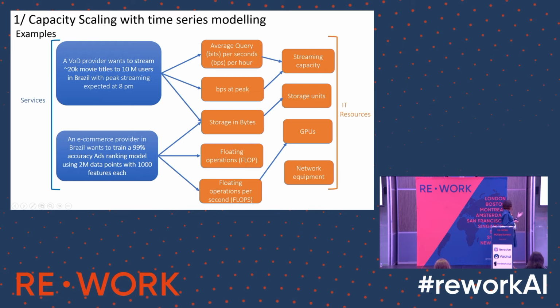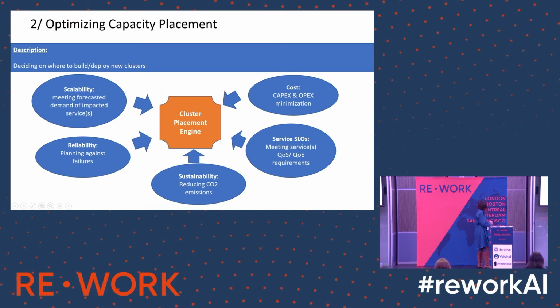Same thing if we're thinking about an e-commerce provider, also in Brazil, the same geography, that is trying to build an ads model that has high precision. So they're really optimizing for precision here. And they have 2 million data points and a number of features. This would translate into storage, but also compute capacity, translated into floating point operations and floating point operations per second. And you would translate this into GPU storage units. And then, once you do this, you need to calculate the network capacity required to connect all of these.